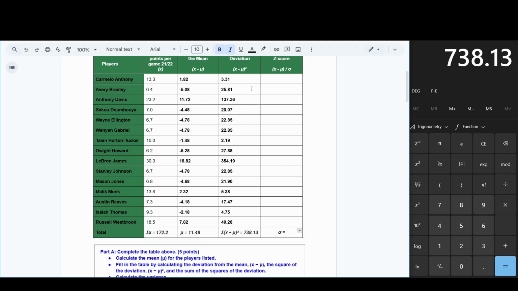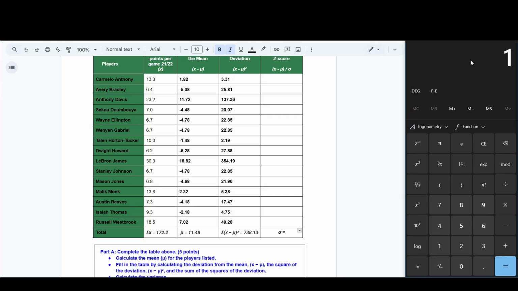All right, so I am going to take this number, 738.13. I'm going to divide that by 15, and then I square root that number. All right, so I'm getting 7.01. Now, this is a little bit off. I did this in Google Sheets already, so I'm going to put the actual number that I got here. So I'm actually not going to write this one. Those were the steps, but I want to use the exact number, which was 7.26.